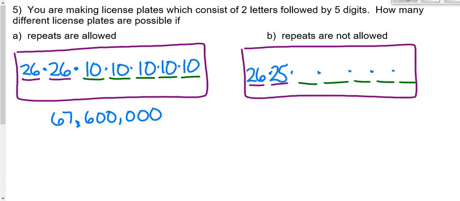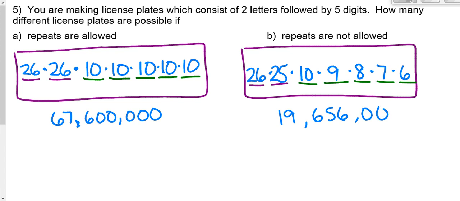Now we're moving on to digits. You have 10 choices for the first digit, but you used a digit, so you only have 9 choices left. You used a second digit, so you only have 8 choices left, 7 choices, 6 choices. You see the pattern. So now, how many license plates are available? 19,656,000. That's it. Okay, significantly fewer, but still quite a bit.